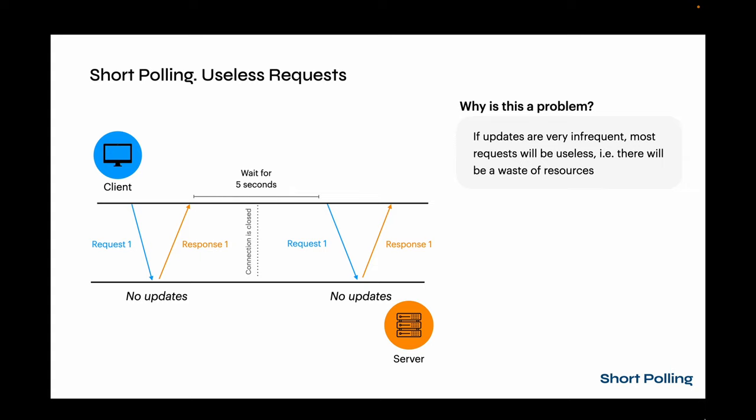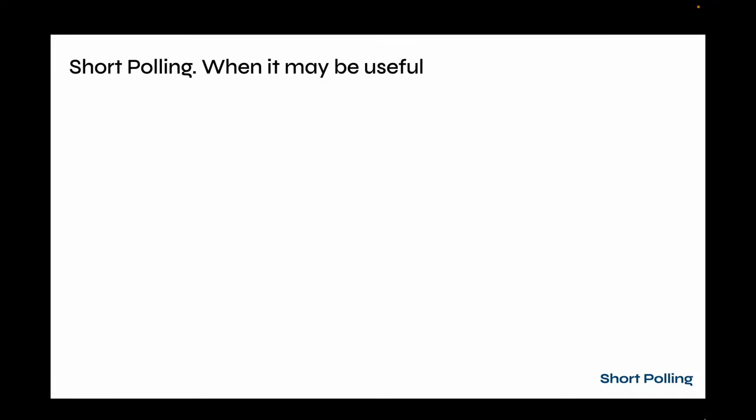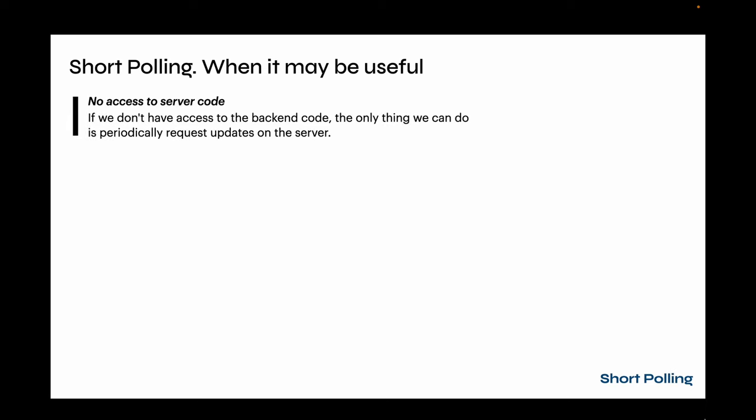However, in short polling, there is a risk that a majority of the requests will be redundant, as there are no data updates. Despite these drawbacks, short polling can still be useful in some scenarios. The first one, if we don't have access to the server's code, such as using a backend from a third-party development team that might be deprecated or not support real-time updates by design. In such cases, we have no choice but to periodically poll the server for updates.